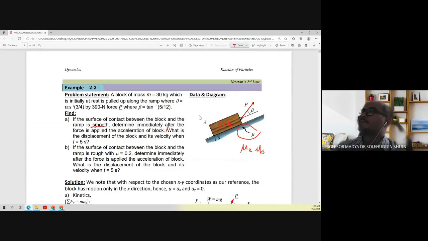What will be the displacement of the block and the velocity when t equals 5 seconds? This is part A. We do this first.